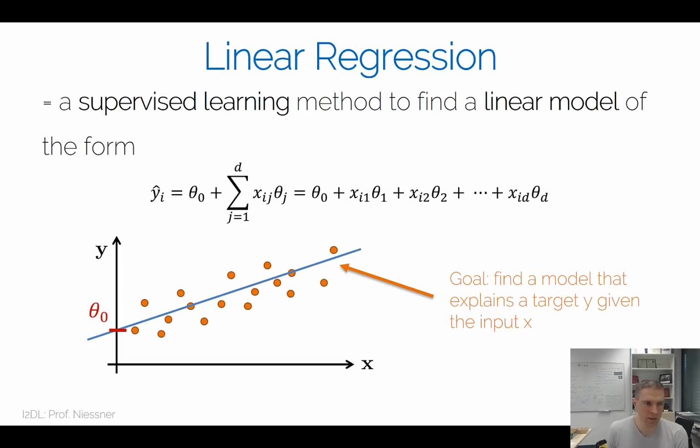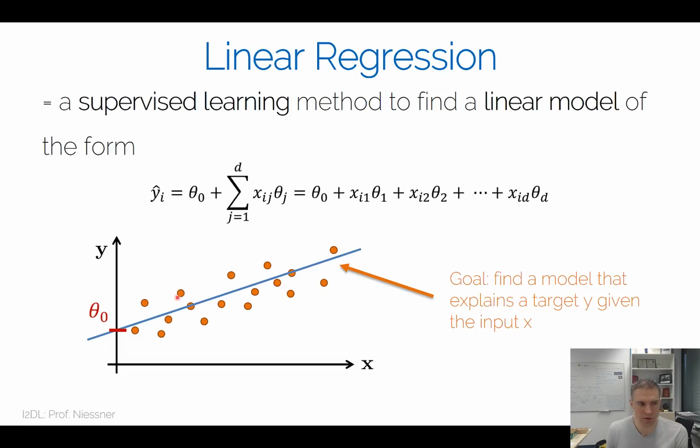This is our function, right? And this function here is parameterized by theta. Theta is a vector that has a bunch of components. The number of components is d plus 1 here. And what we would like to do is find a model, parameterized by that function, that explains a target given a respective input.